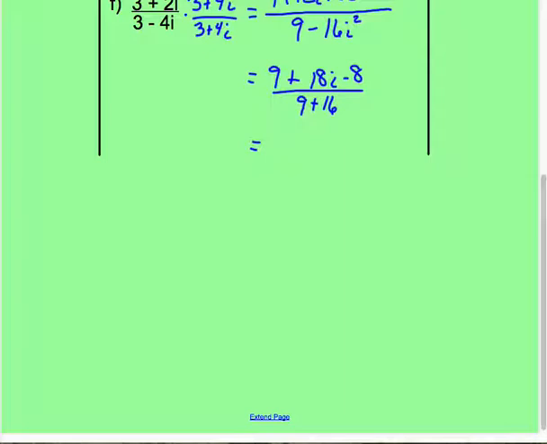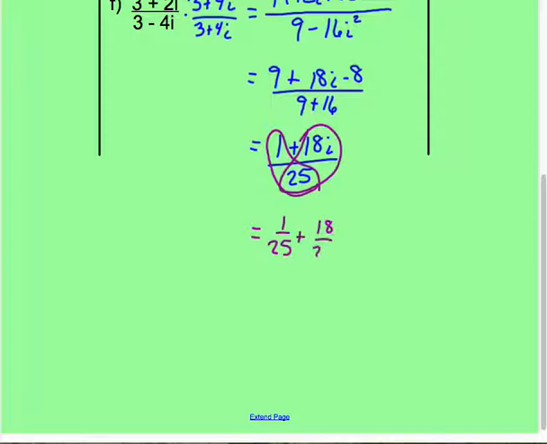So in the numerator, 9 minus 8 gives me 1. And in the denominator, 9 plus 16 gives me 25. This is not standard form. I need to do the butterfly method. Maybe some of you remember that when you divide into both terms in the numerator and split it up. So we get 1/25 plus 18/25 i. And of course, if either of those fractions simplified, you would do so as well.